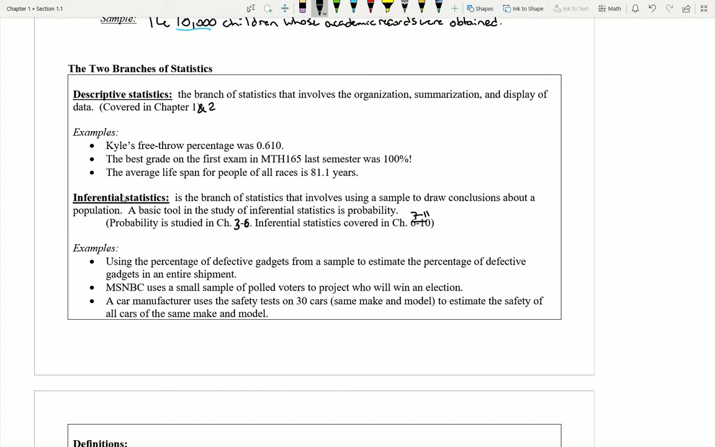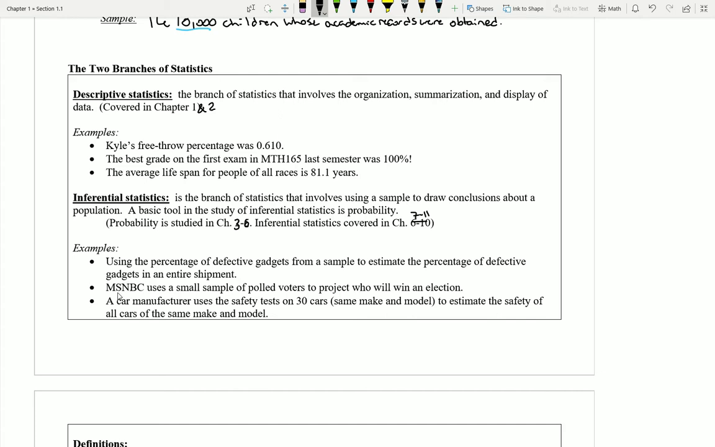So notice some examples of inferential statistics are listed below, and all of these are using a small sample to reach a conclusion about a population. So I could say something like, using the percentage of defective gadgets that occur in a sample to estimate the percentage of defective gadgets in an entire shipment. So I have a large entire shipment, that's like my population, and I use something that I know about the sample to make a guess as to what's going to be happening with the population.